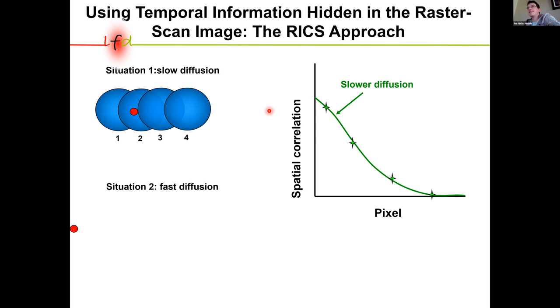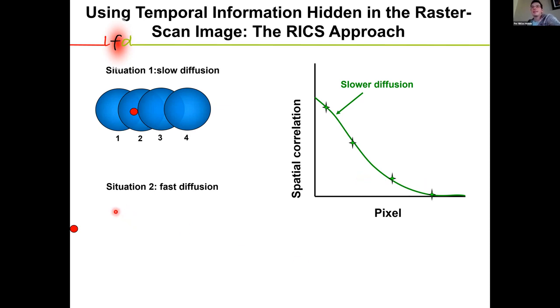So if we calculate the spatial correlation for this kind of scenario, we are starting with a high probability to find the same molecule again in a neighboring pixel. But then it declines, and it declines rapidly because the laser moves away pretty fast and there's less and less chance to find that same molecule at a pixel further away.